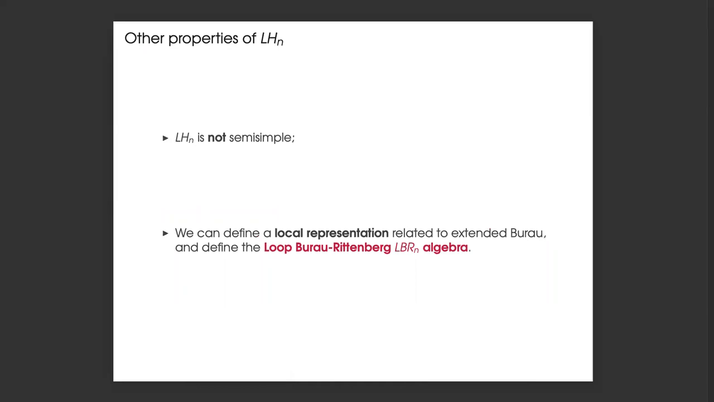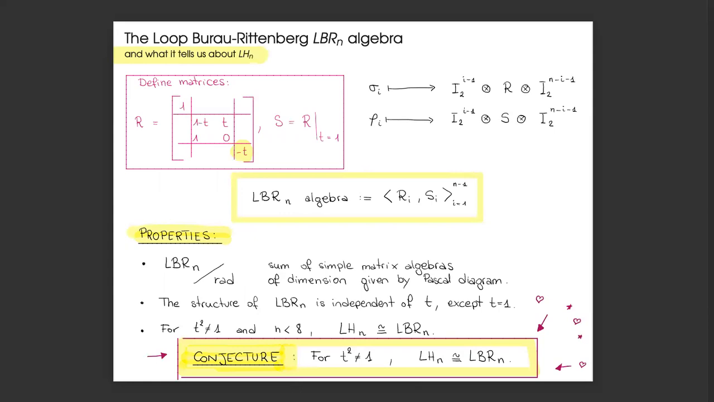Another property is that we can define a local representation related to Burau using Rittenberg representation. And we will call this the loop Burau-Rittenberg algebra. And we will fall asleep while we say this name. We hope not. Very, very condensed here.